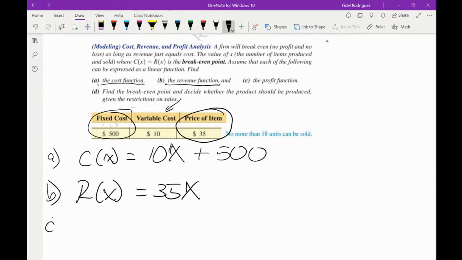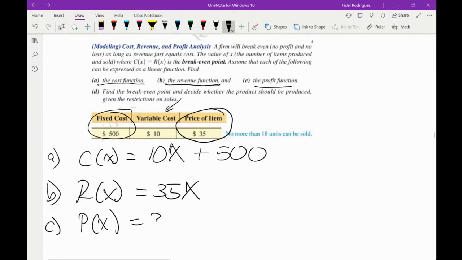Now, we're going to do part C, the profit function. All right, so think about it like this, guys. Cost is how much I have to spend to make these things. Revenue is how much money I'm going to bring in. Profit is how much money I actually made, right? So it's not just the money that I brought in, but I have to subtract what I spent, right?